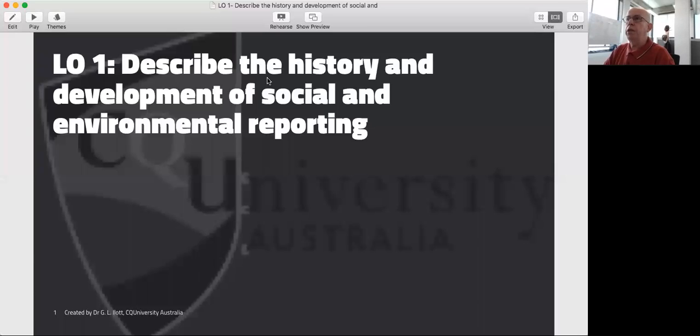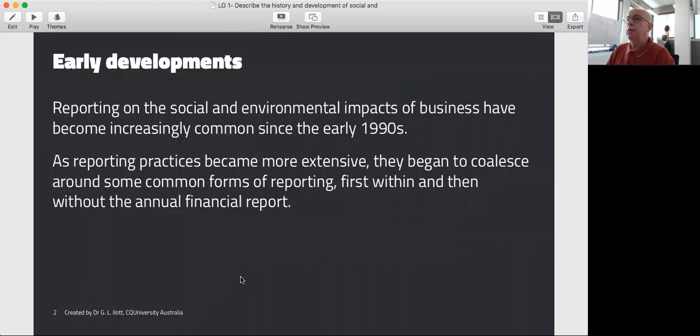In this module, we're going to look at the history and development of social and environmental reporting. So it's quite a recent phenomenon, and it only began to be quite common since the 1990s. And accounting practices have now become more extensive. And as they've done that, they've tended to coalesce around some common forms. And some of these have occurred within the audited financial report, and some have been as standalone specific reports.